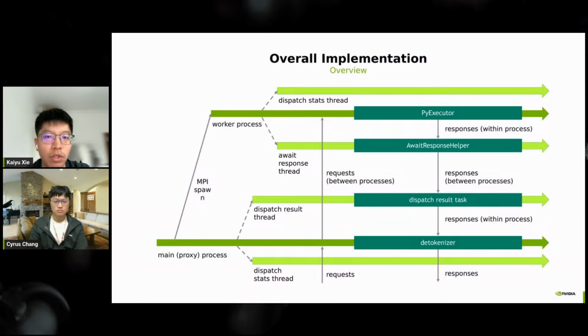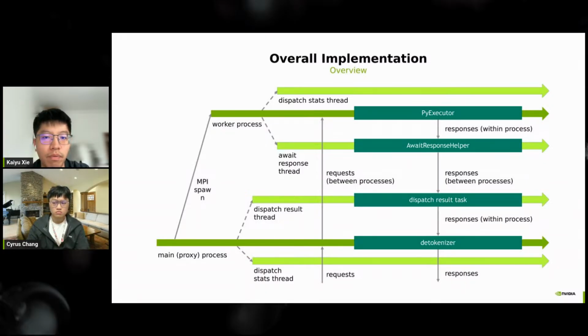And what the await response helper is trying to do is forward the responses back to the main process. So you could see that there's one more inter-process communication, and the await response helper will give the responses to the dispatch result task. The dispatch result task is another thread that is created by the main process, and it is responsible for giving those responses to the detokenizer.